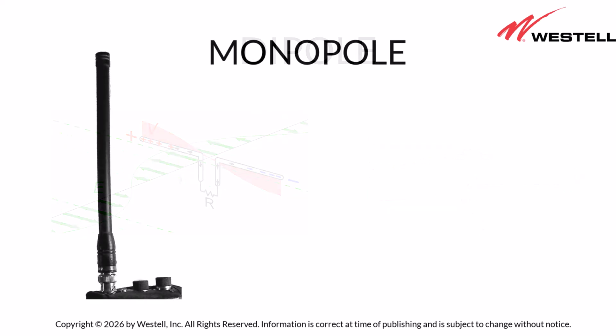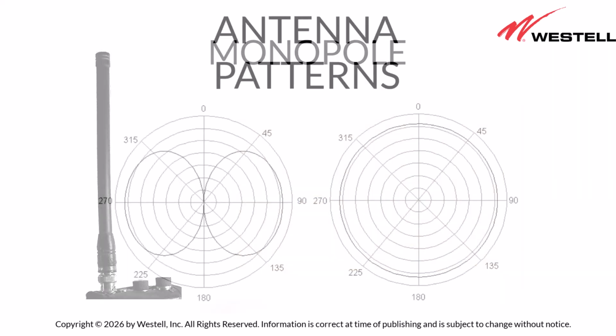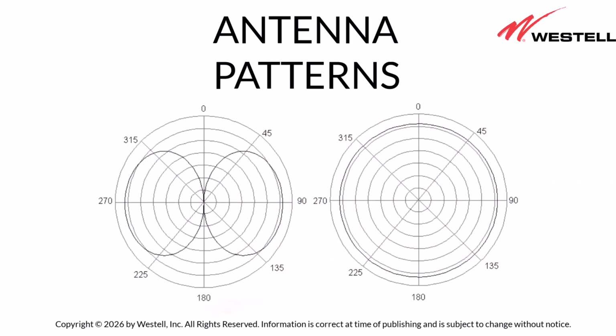A close cousin to the dipole antenna is the monopole antenna. It is essentially one half of a dipole antenna, with only one side driven by the electrical signal while the other is grounded. To describe how dipole and monopole antennas radiate energy, the concept of antenna patterns must be introduced.